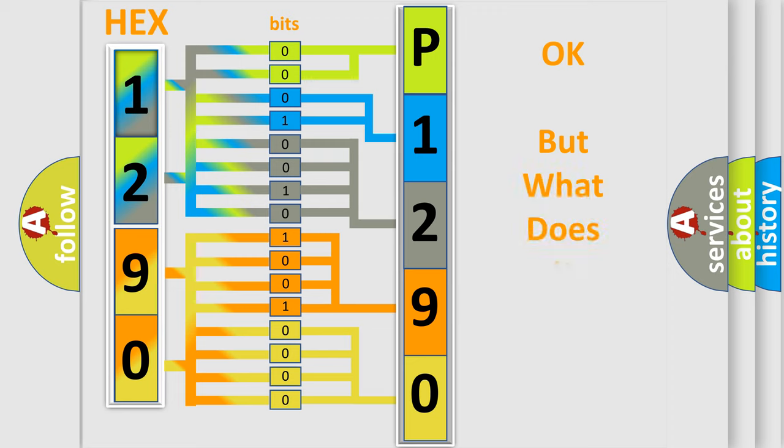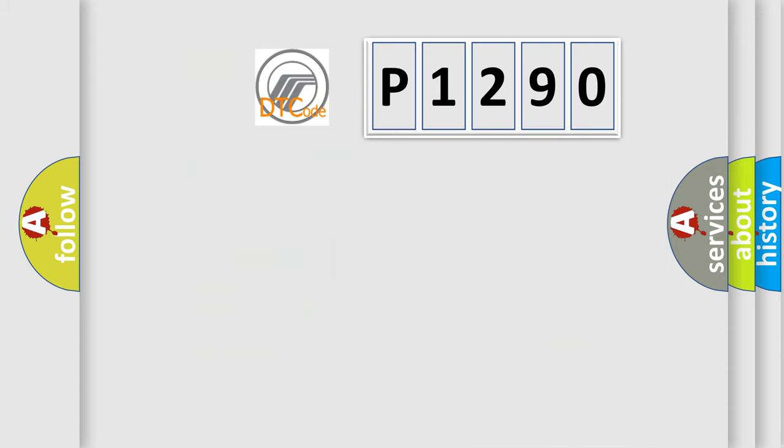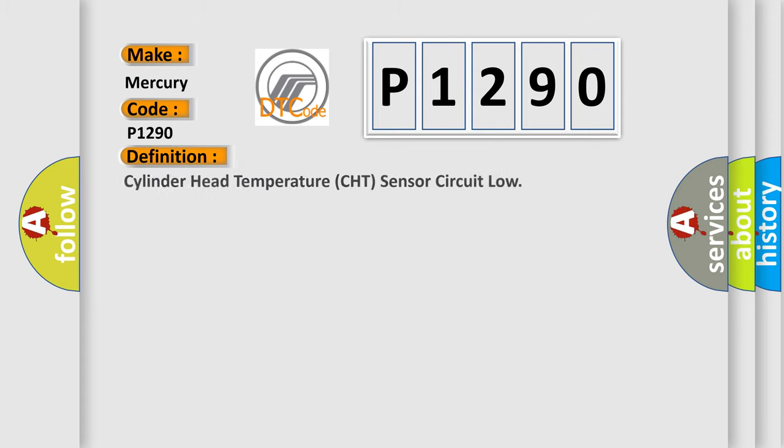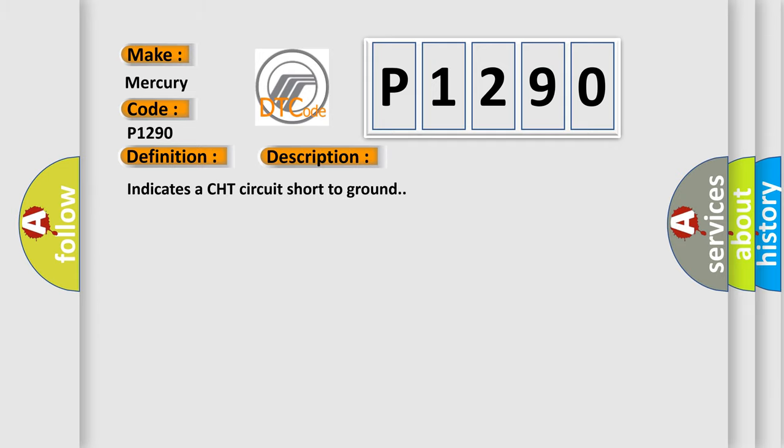The number itself does not make sense to us if we cannot assign information about what it actually expresses. So, what does the Diagnostic Trouble Code P1290 specifically interpret for Mercury car manufacturers? The basic definition is cylinder head temperature CHT sensor circuit low. And now this is a short description of this DTC code. It indicates a CHT circuit short to ground.